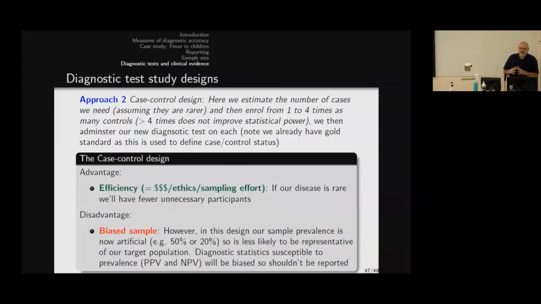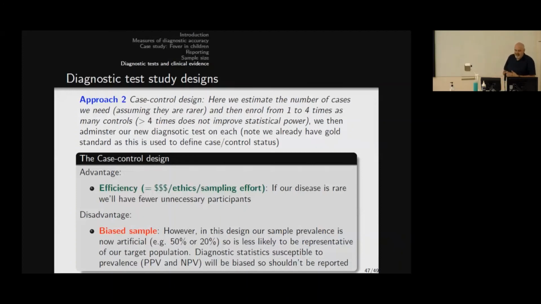So we then administer our new diagnostic test on each. Now here, we have to know the gold standard already, because the gold standard tells us whether someone's a case or a control. We need to know whether they truly have the disease or not. So we already know their true result, but we will then administer our diagnostic test on these cases and controls. So the advantage of this is money, ethics, and sampling effort.